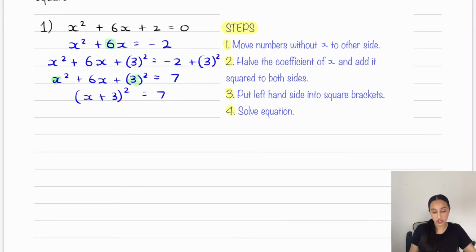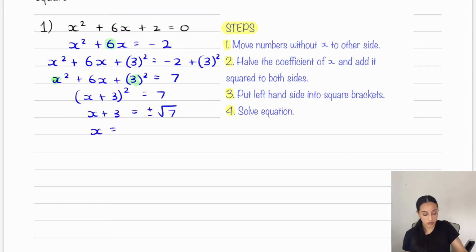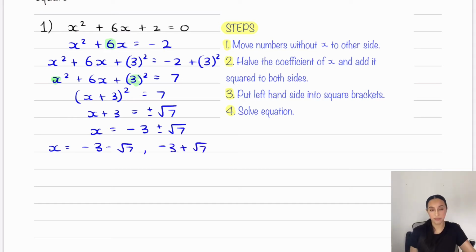So to solve the equation, you want to get x by itself. The opposite of doing a square bracket is square rooting, so I'm going to square root the other side. Remember that whenever you square root, you must take the plus and minus case. So I'm just going to write plus minus in front of that square root. We still haven't got x by itself. We need to move the plus 3 to the other side. So this will now become x equals negative 3 plus minus root 7. So our two solutions for x are negative 3 minus root 7, and the other solution is negative 3 plus root 7. That's the solution for this question.